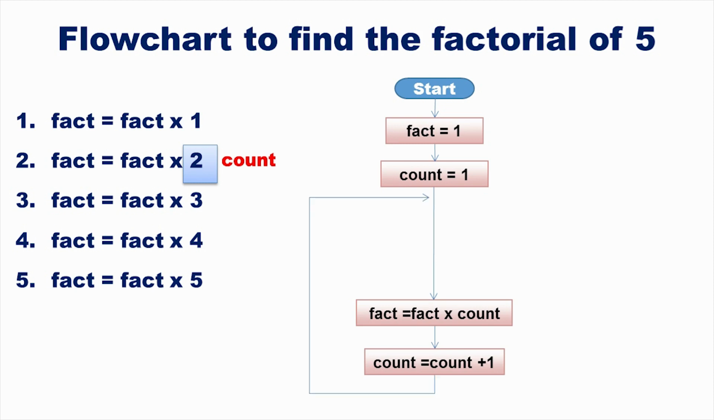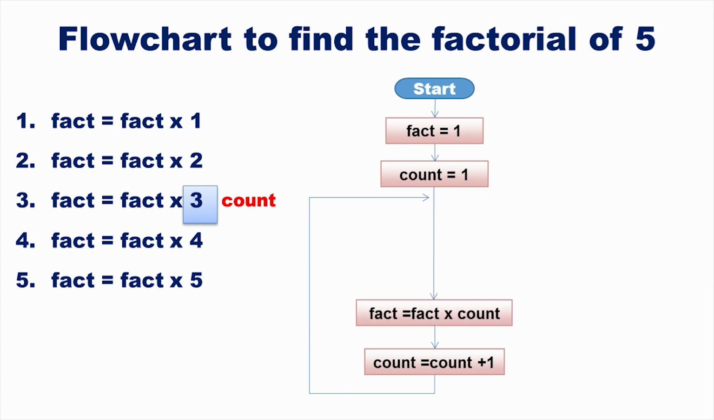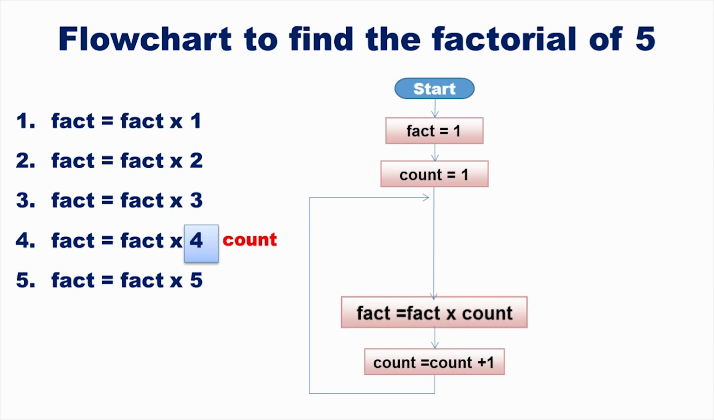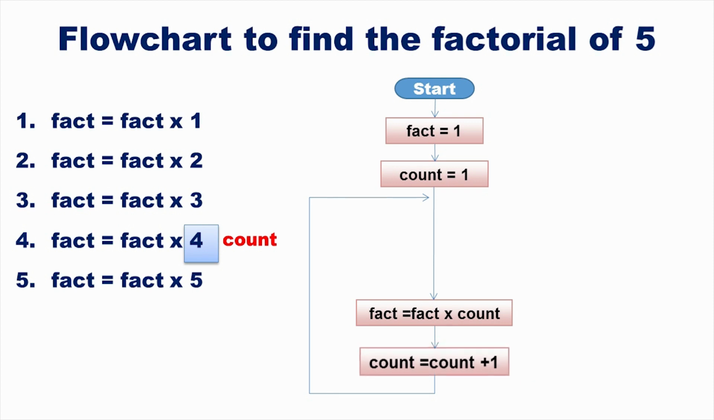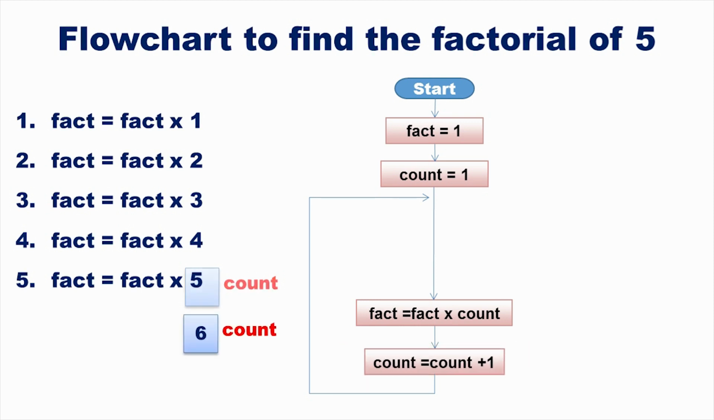We perform the same operation fact equal to fact into count. That is fact equal to fact into 2. Next count equal to count plus 1. That is count now becomes 3. Again fact equal to fact into count. That is fact equal to fact into 3. Next count equal to count plus 1. That is count now becomes 4. Again fact equal to fact into count. That is fact equal to fact into 4. Next count equal to count plus 1. That is count now becomes 5. Again fact equal to fact into count. That is fact equal to fact into 5. Next count equal to count plus 1. That is the count now becomes 6.